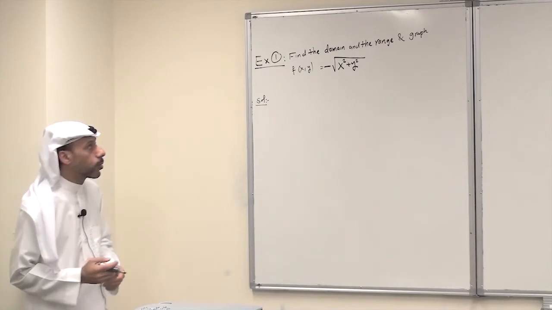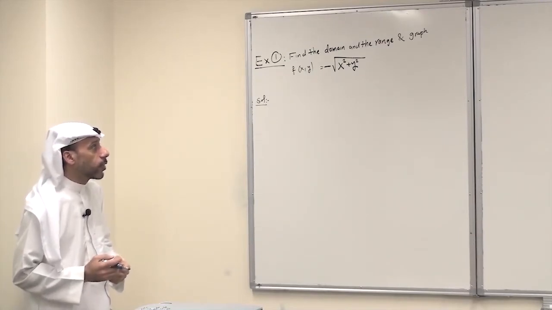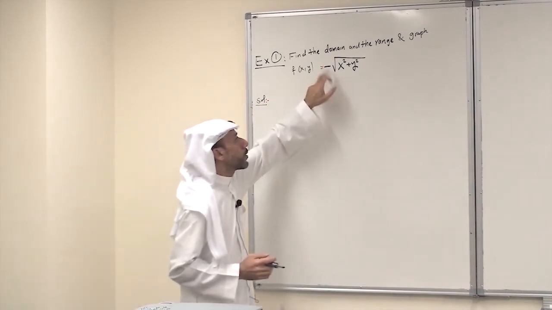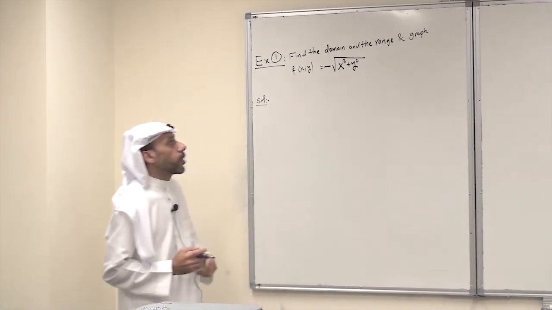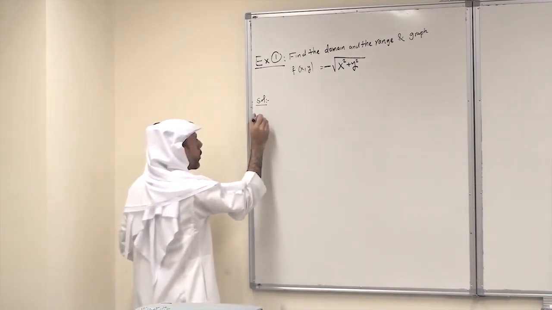We consider the following problem. Find the domain and the range and graph the function of two variables f of x, y equals minus the root of x squared plus y squared. So, the domain.